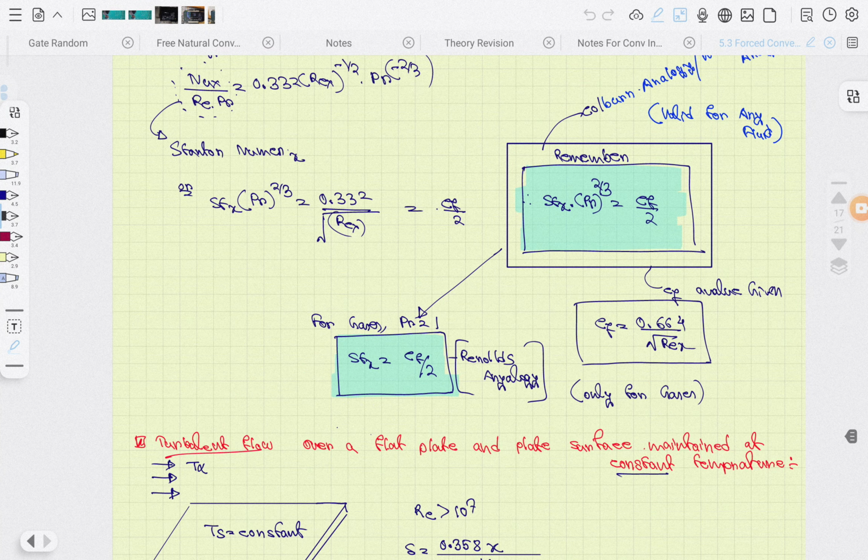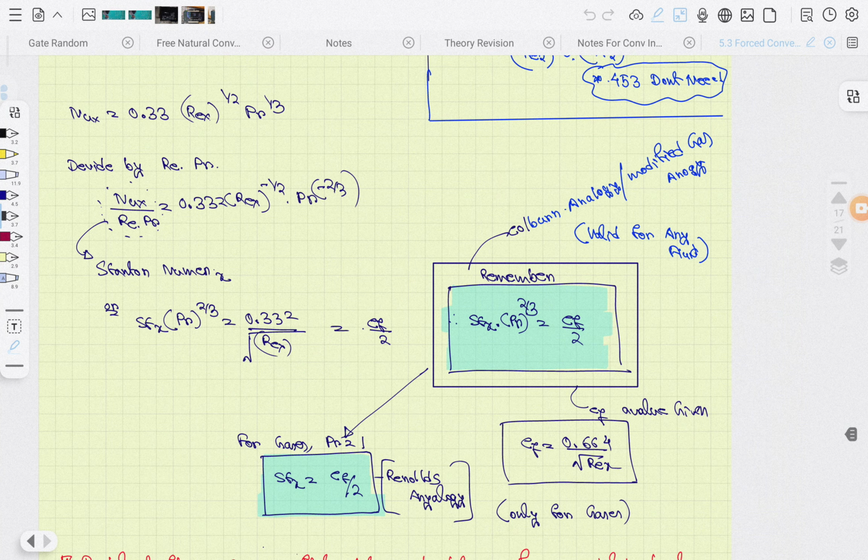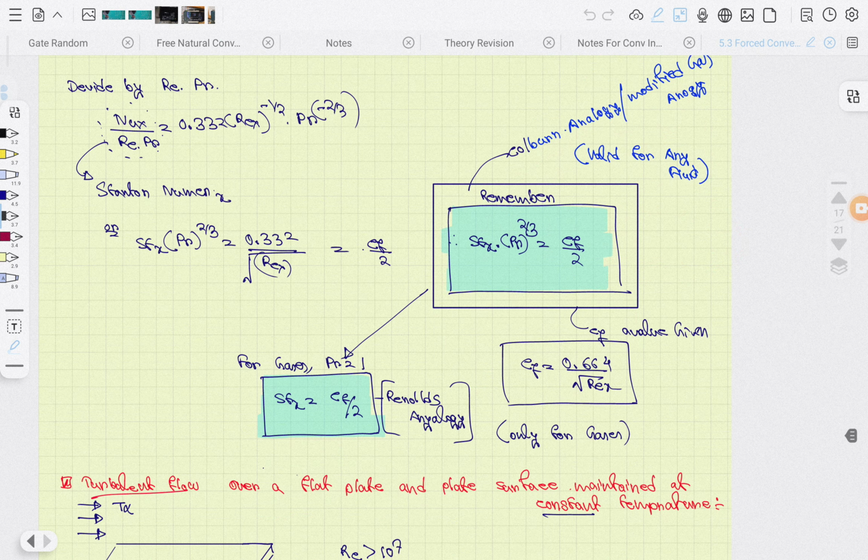For all equations this is valid, that is Colburn's analogy is valid for any fluid: the Stanton number is equal to Prandtl number to the power 2 by 3 into skin friction coefficient by 2. Now the Stanton number you can see is CF by 2. Also CF we can see, right students, like 0.664 by root over Re. So it is a small value.